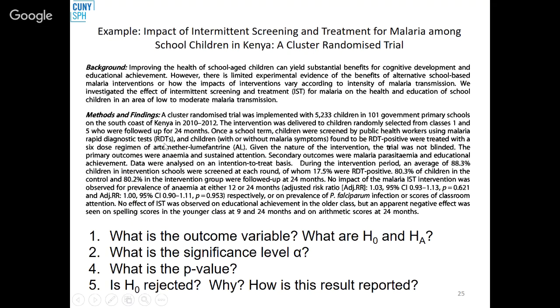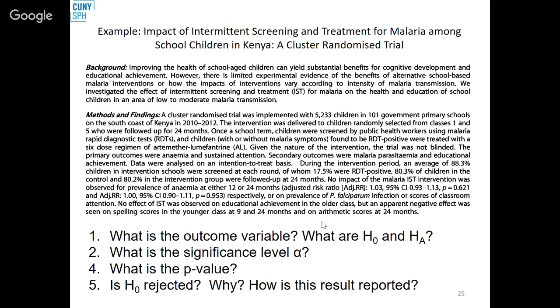So going back to this example of the intermittent screening and treatment for malaria, let's see, first of all, what is the outcome variable? There were several of them. What was one of them? A little bit small to see now. Although I've talked about them, what was one of the outcome variables? Yep. The confidence interval? No, yeah. Outcome variable is like a measurement, something you measure.